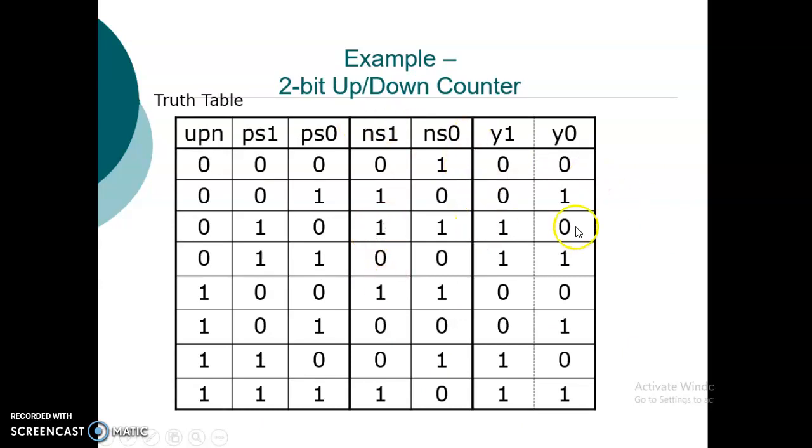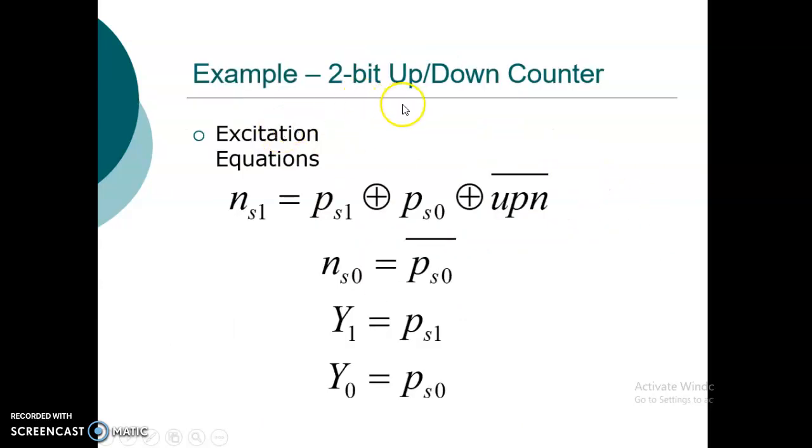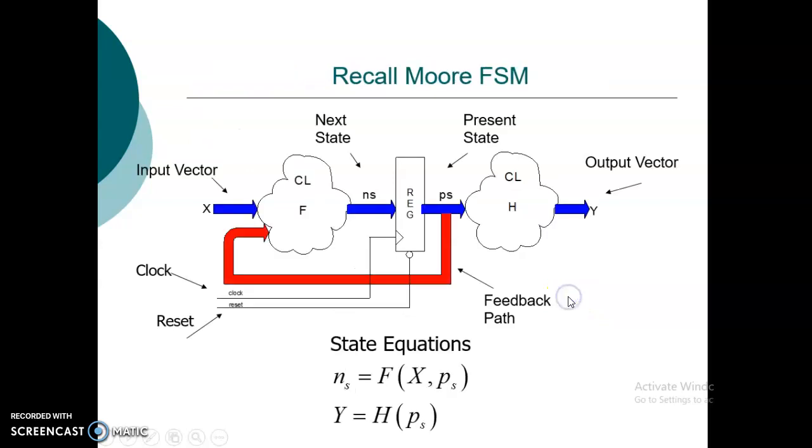Then here 2-bit up and down counter excitation equations, NS1 equal to PS1 XOR PS0 UPN bar, and then NS0 equal to PS0 bar, Y1 equal to PS1, Y0 equal to PS0.